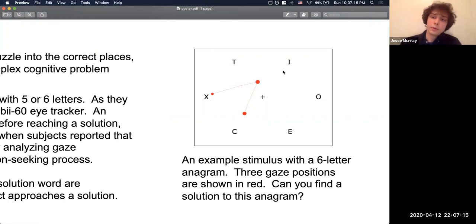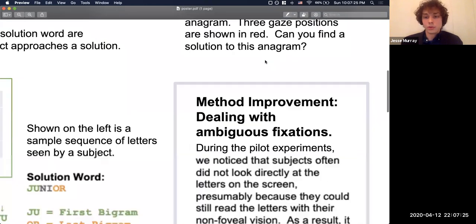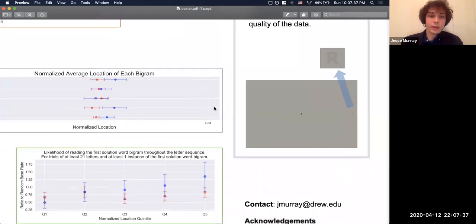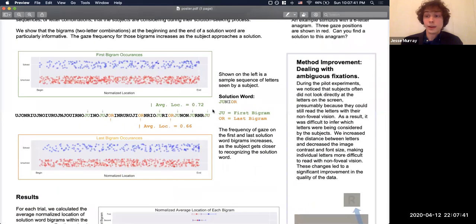So for example, here, you don't know whether it's T or I that they're looking at. The way we were able to get rid of that was making the letters very difficult to see with peripheral vision, because presumably that person is looking at T or I with their peripheral vision. So we reduced the contrast between the background and the letters and made the letters much smaller and farther apart. And all those changes made possible the collection of letter sequence data.